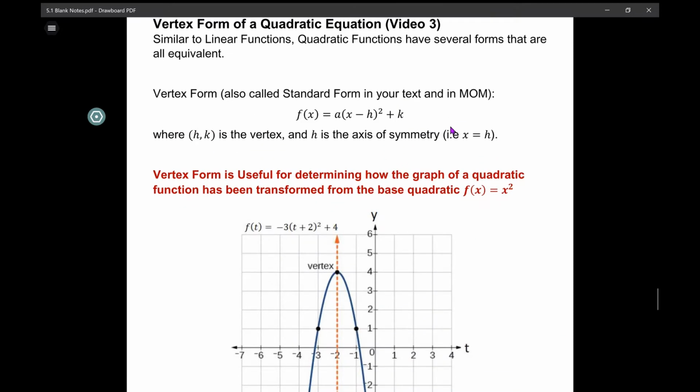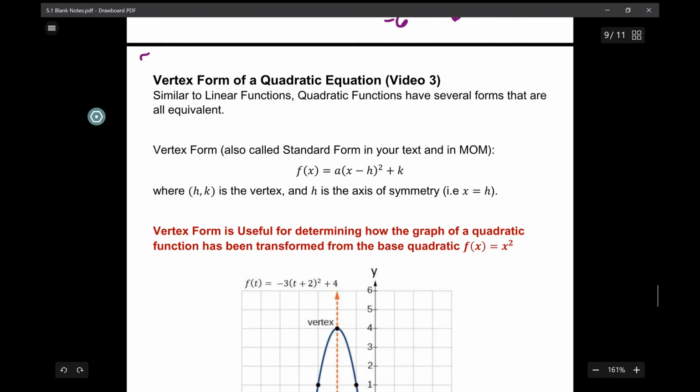All right, here we are for video 3 for section 5.1, and we're going to talk about vertex form of a quadratic equation. So we had used general form before, and now we're going to talk about vertex form. In MyOpenMath, in your textbook, they called this standard form, but I'm going to call it general form and vertex form.